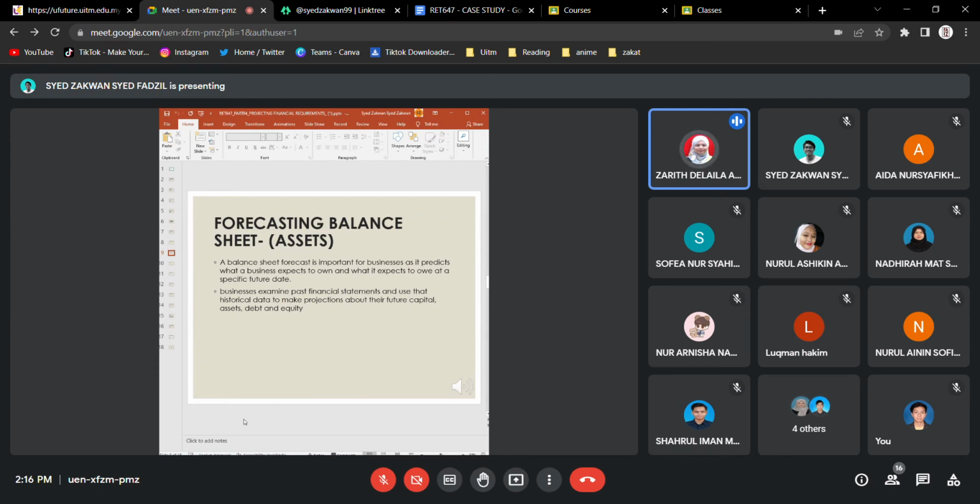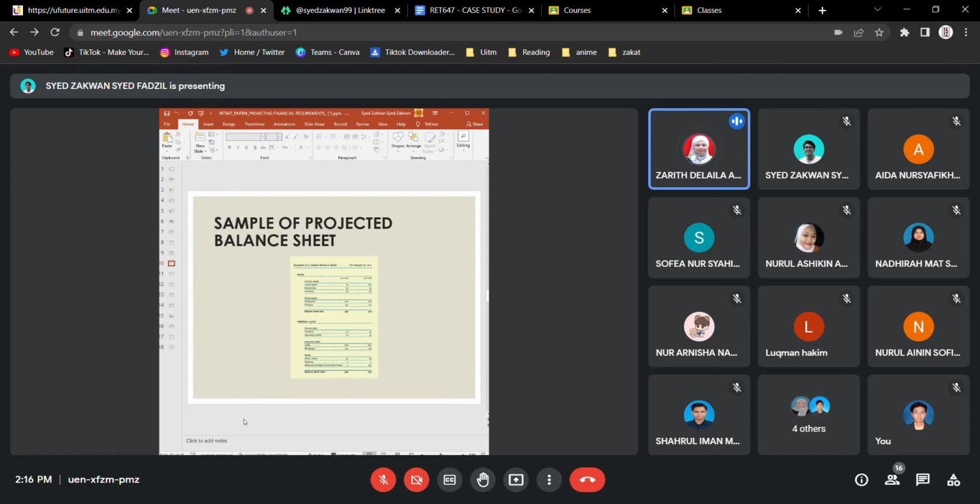And then usually the businesses will examine the past financial statement and use all the historical data to make a projection about their future capital, their asset, their debt and also the equity. Okay, sebab itulah financial statement ni sangat penting sebenarnya. Sebab daripada financial statement ni lah yang kita boleh gunakan untuk kita buat our projection, especially our future capital, kita punya asset, kita punya debt and also the equity. Okay, next one.